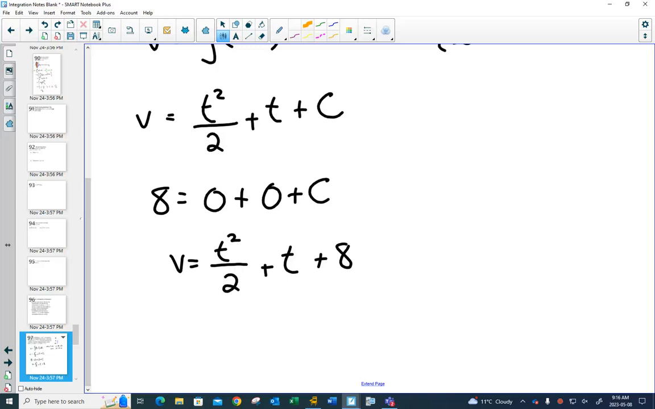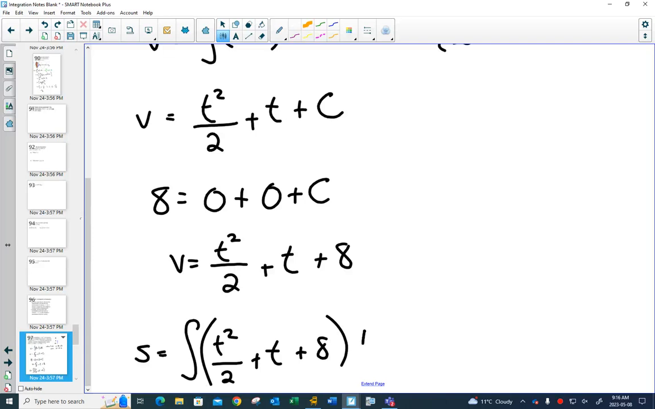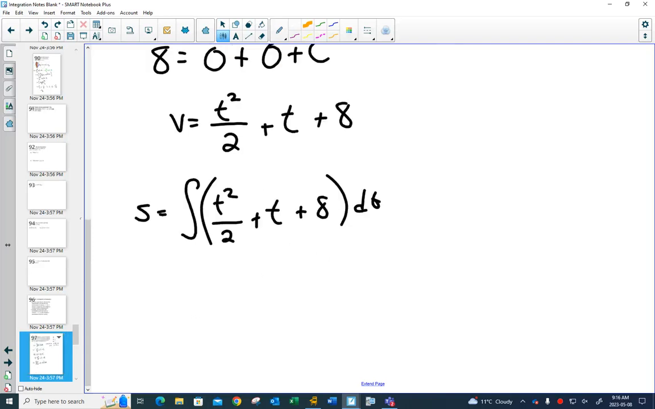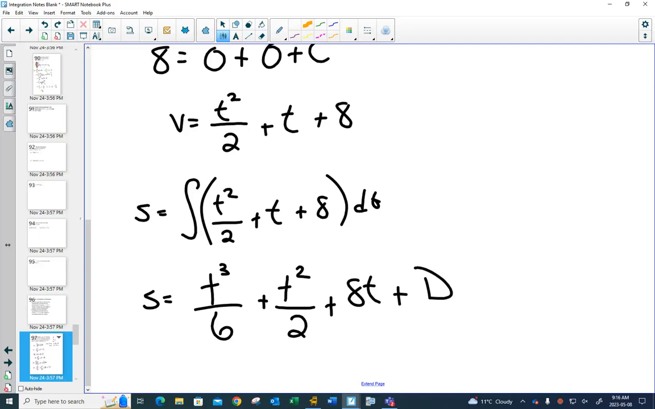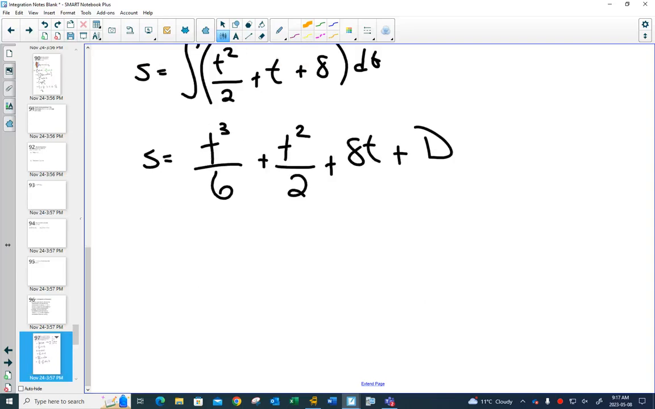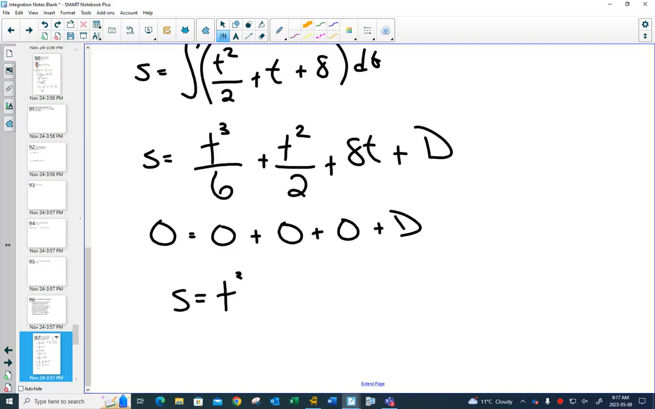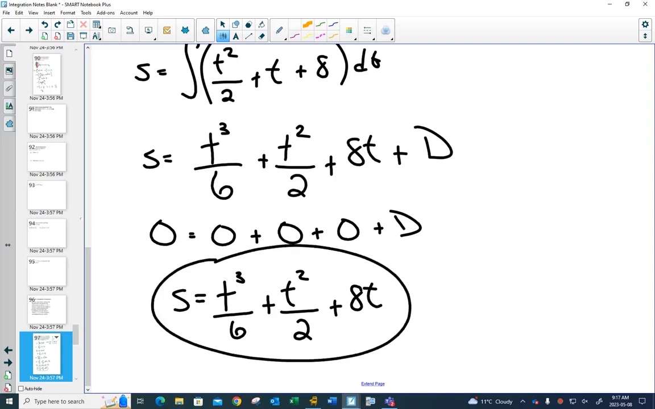The question is also asking us to find our displacement equation. That's just the integral of velocity. Add 1 to the exponent and divide. Add 1 to the exponent and divide. I'm going to use d this time because we're in the same question and we already used c. We were told that when time is 0, displacement is 0. This was really nice of me, mathematically, to use 0 so nicely. You'd find out that d is equal to 0, so your final displacement equation is just equal to this.